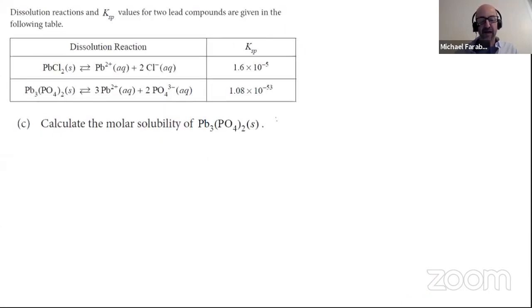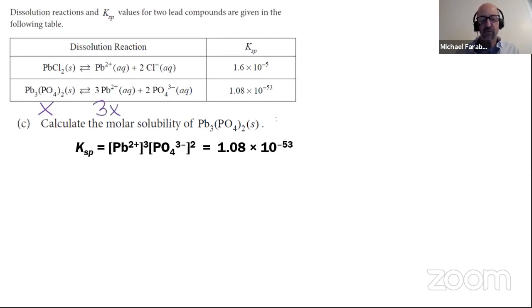All right, let's go ahead and take a look at part C, which has to do with the Ksp. Calculate the molar solubility of the lead phosphate. So for every x moles of lead phosphate that dissolves, we get 3x for the number of moles of lead ions, and we get 2x for the number of moles of phosphate ions. So we're solving for x, which is the solubility of the compound as a whole. So therefore, inside the parentheses, we have to have 3x and 2x.